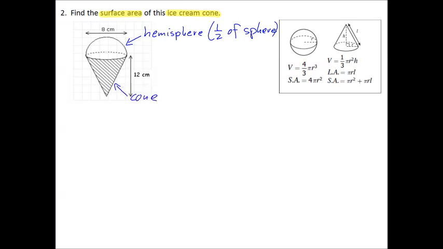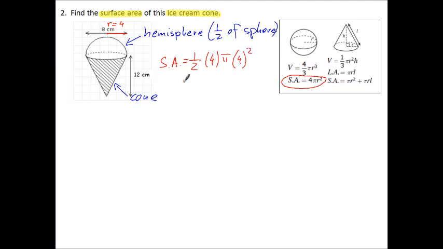Let's start with our hemisphere. We have the formula for the surface area of a sphere on our formula sheet. We don't want an entire sphere, we want a hemisphere, so all we need to do is take 1/2 of the surface area of the sphere. 1/2 times 4 times pi times r squared. Now what is r? Looking at our picture, we see that 8 centimeters is the diameter of our sphere. That means that the radius is half of that. r is 4. Plug that into the formula, 4 squared.